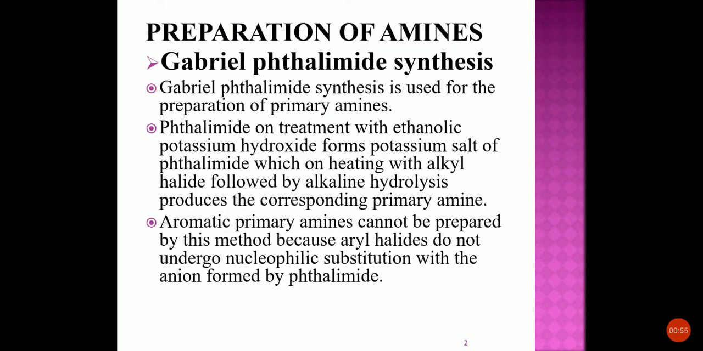Here phthalimide, on treatment with ethanolic potassium hydroxide, forms the potassium salt of phthalimide. This potassium salt of phthalimide on heating with alkyl halide, followed by alkaline hydrolysis, that means hydrolysis with any alkali, for example NaOH, you get the primary amine. That means phthalimide on reaction with ethanolic KOH gives the potassium salt of phthalimide, which on heating with alkyl halide, followed by alkaline hydrolysis, produces the corresponding primary amine.